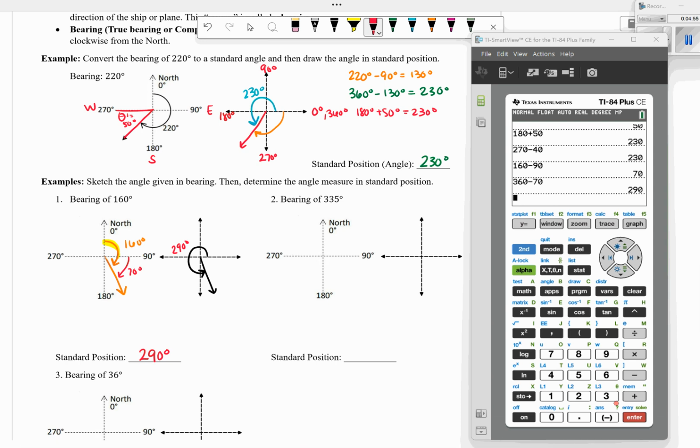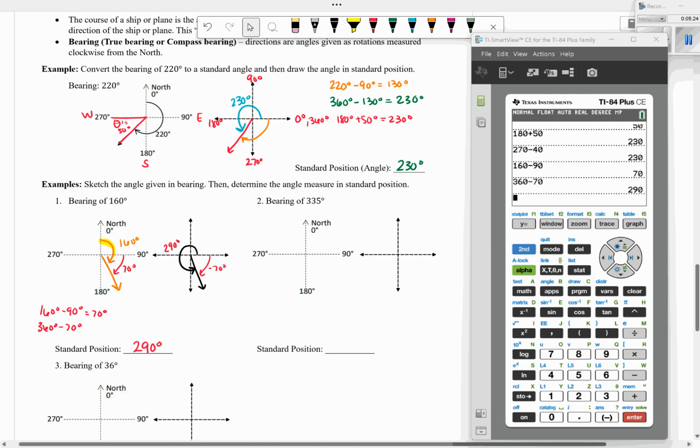So again, first I took 160 degrees minus 90 degrees to get the 70 degrees, and then 360 degrees minus the 70 degrees. And that's also the reference angle in this case, the 70 degrees. So again, this angle here is negative 70 degrees. So you again think about it like coterminal angles: 360 plus negative 70 gives us 290.